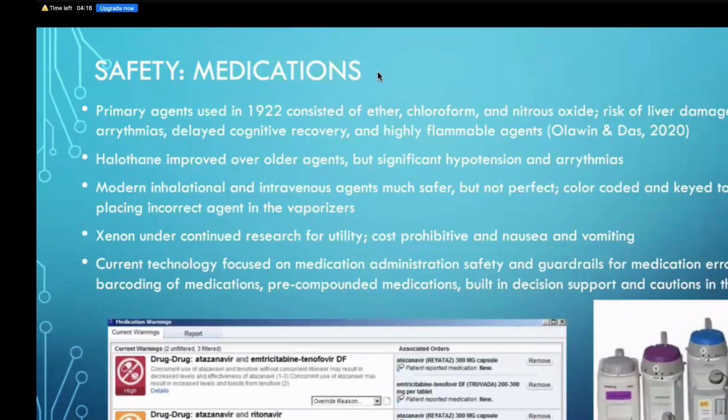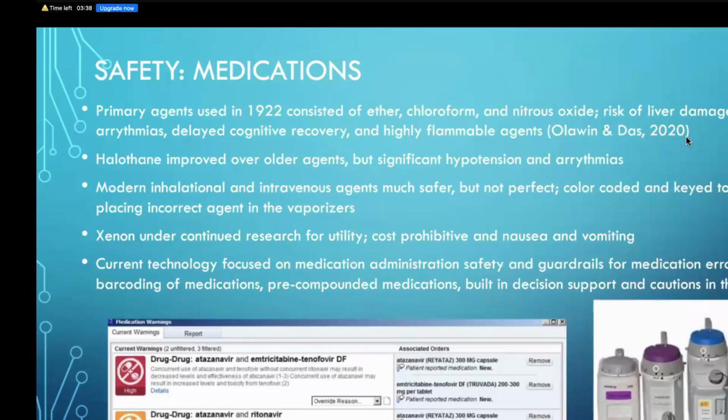Medications are one of the bread and butter things of anesthesia. We don't necessarily think of that as a technology, but it is a technology. It takes a lot of technology to develop medications. The early anesthetics, in 1922, we were using ether, chloroform, and nitrous oxide. Patients were getting liver disease and kidney disease. All of these things were highly flammable, so it wasn't unheard of for the operating room to light on fire. Any kind of surgical instrument that sparked could have lit the whole surgical field on fire because ether is highly flammable. So it was a real danger.